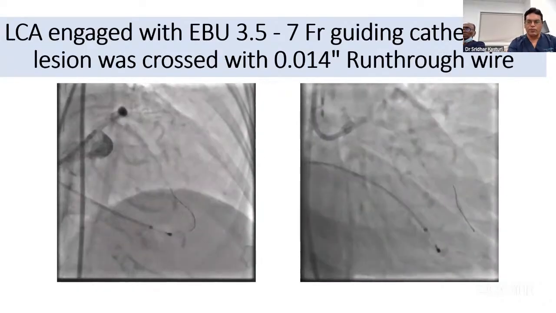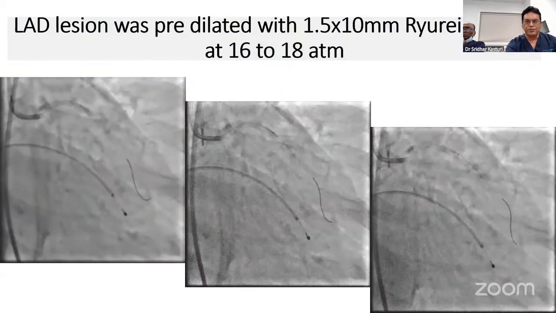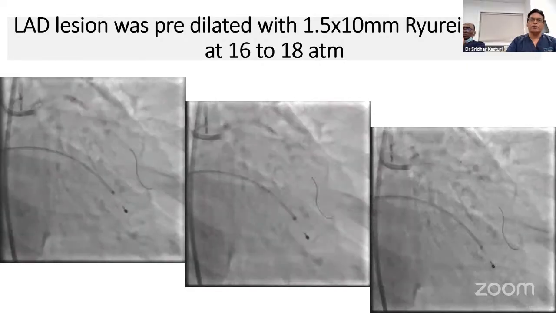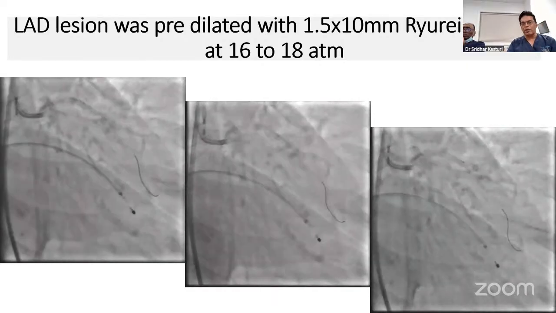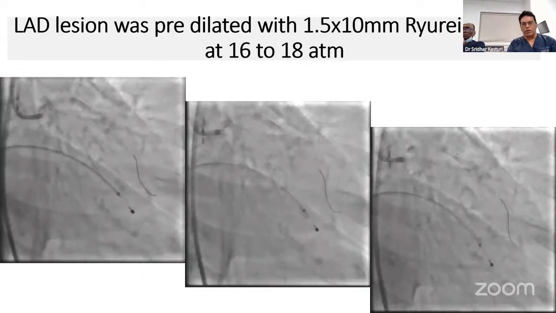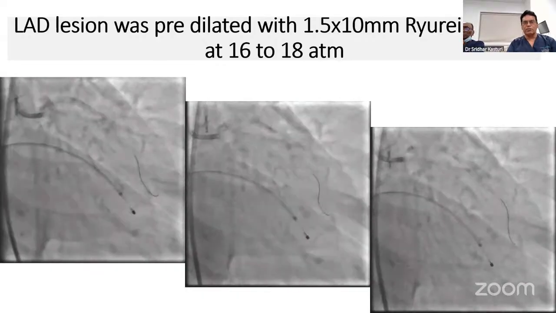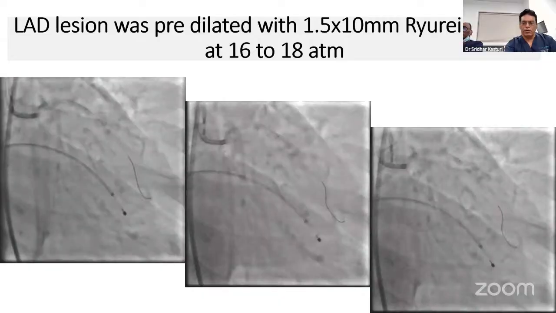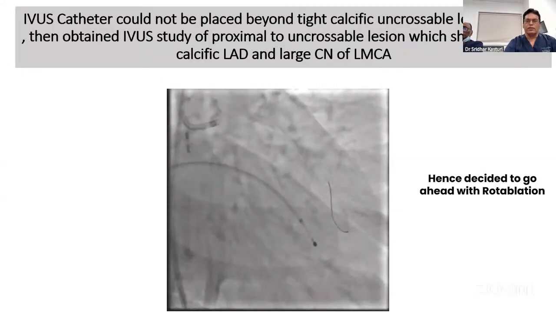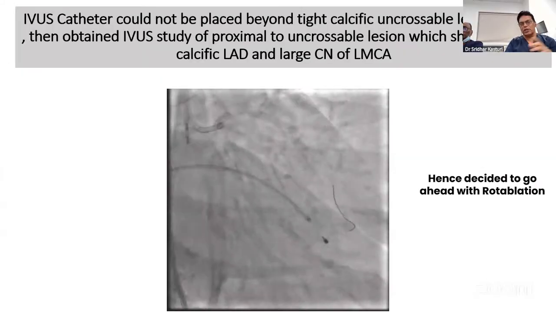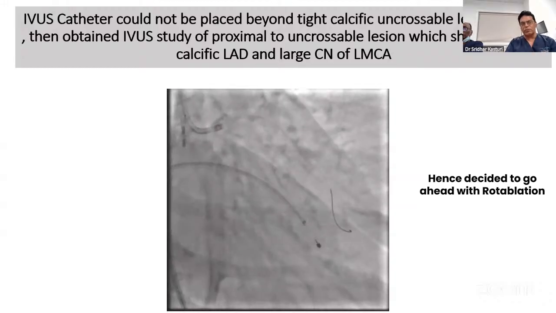So we have already placed the run-through wire. Now, for the LAD lesion, we thought of pre-dilating with a 1.5 by 10 mm balloon. So it has already been dilated with the 1.5. Now after that, our intention is to allow the IVUS catheter and take the images.